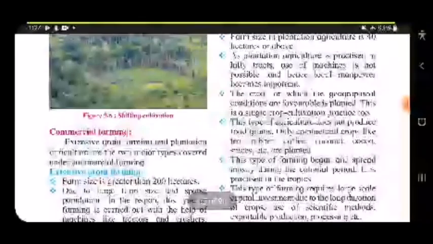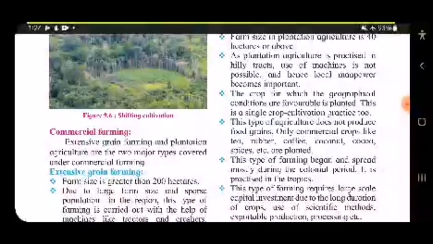As plantation agriculture is practiced in hilly tracts, use of machines is not possible. Hence, local manpower becomes important. Now, in plantation farming, what happens? They grow plants in the hilly region. So there you can't use any machines, okay, because it's on the slope and on the hill. It takes lots of time. So, they use local manpower.